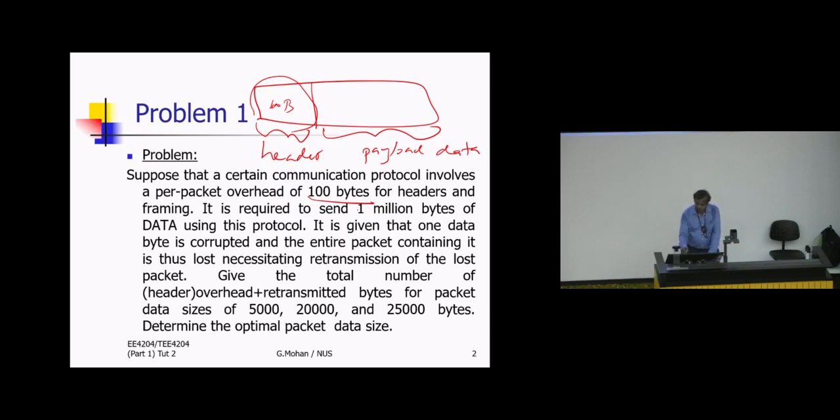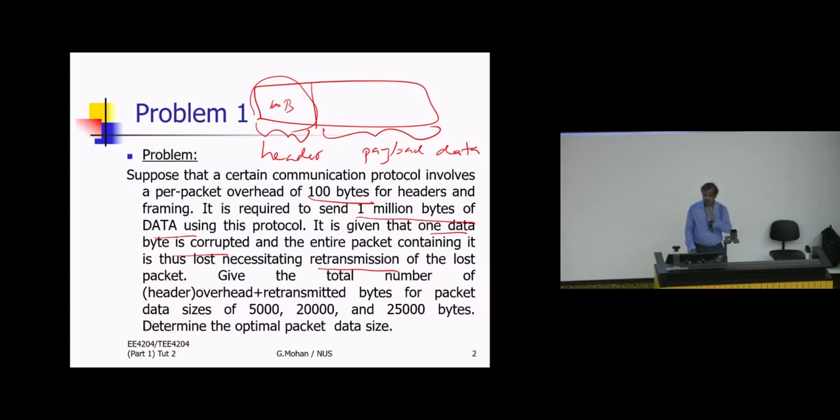And we need to send 1 million bytes of data. Obviously, we don't prefer to send it as a single packet, because if you send it as a single packet, even if 1 bit is corrupted, the entire 1 million bytes need to be retransmitted. That's not a good idea. So it's given that 1 data byte is corrupted, and the entire packet containing it is thus lost or damaged, necessitating retransmission of the lost or damaged packet. Though I say lost, it could be damaged as well.